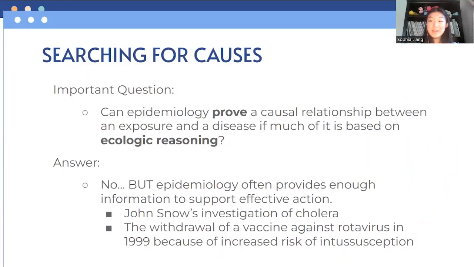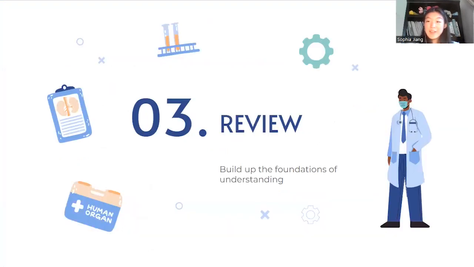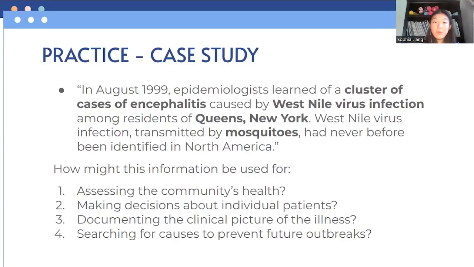So the answer we get to this question, can epidemiology prove a causal relationship between an exposure and a disease, is no. But epidemiology often provides enough information to support effective action. Examples being John Snow's investigation of cholera and the withdrawal of a vaccine against rotavirus in 1999 because of the increased risk of intussusception. So now that I've explained the 4 uses of epidemiology, let's do a quick review with a case study.